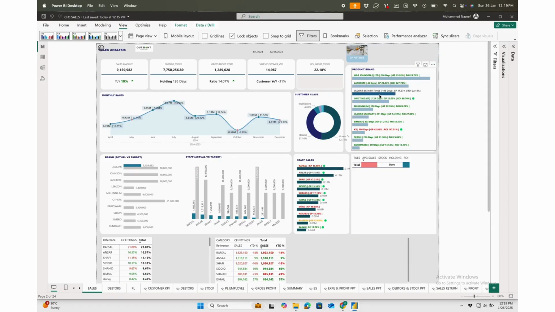When we click on this item, we will get the overall monthly trend of this stock item, and we can analyze what is the reason for this decrease of ROI. Maybe there is higher stock but lower sales. In that case, the profit will also be lower. So overall, the sales will be lower.